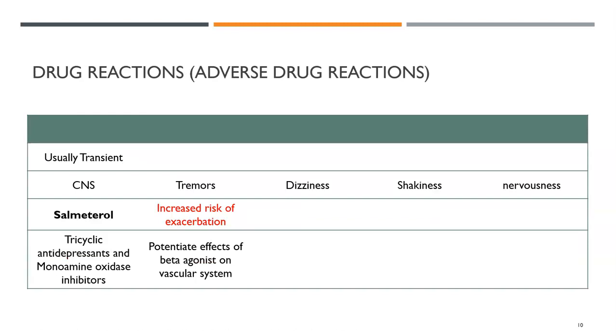So these are just some of the adverse drug reactions of some of these medications. They're usually transient, they'll go away. The tremors, with albuterol, a person may have tremors, a little shakiness, a little dizziness or nervousness. A patient on salmeterol may have an increased risk of having an asthma exacerbation. And then if they're used with tricyclic antidepressants or the MAOIs, then they have the potential to potentiate effects of a beta agonist on the vascular system.